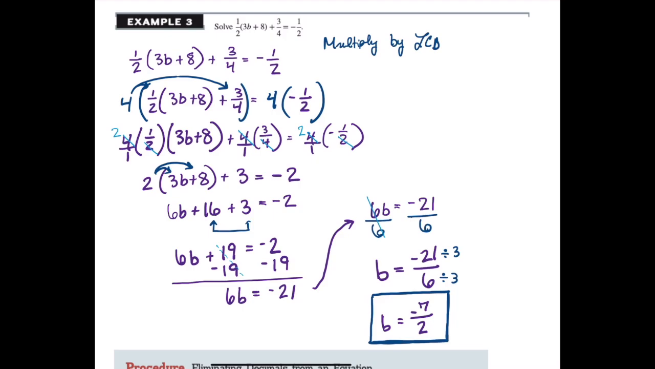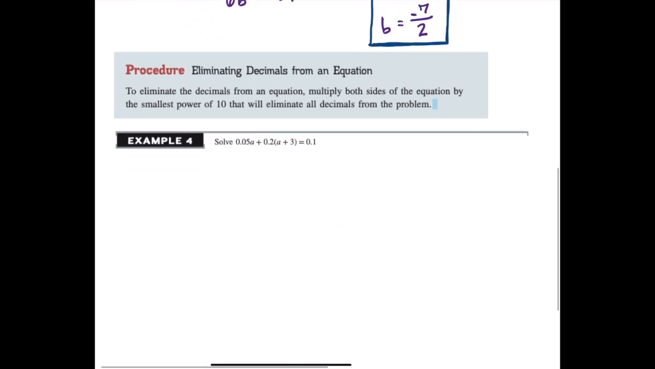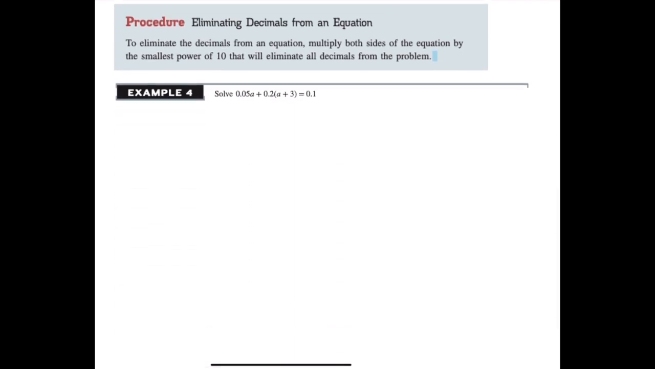So let's look at something similar for decimals. This is eliminating decimals from an equation. It says, to eliminate decimals from an equation, multiply both sides of the equation by the smallest power of 10 that will eliminate all decimals from the problem. When they mean the smallest power of 10, that means a 10 with a certain number of zeros.